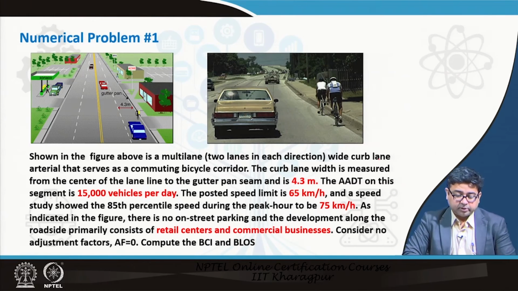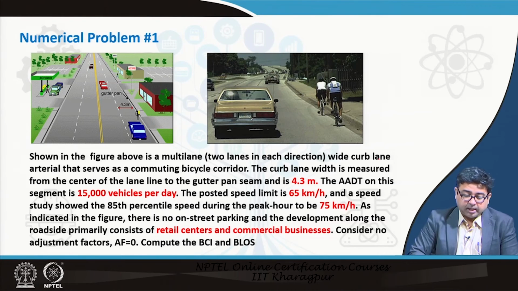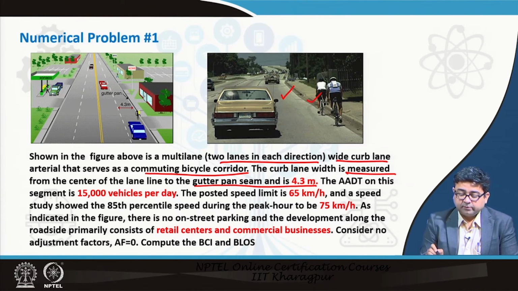Now, to solve a problem, shown in these 2 pictures is a multi-lane arterial, 2 lanes in each direction, with a wide curb lane, that serves as a commuting bicycle corridor. It serves both the commuters and the commuting bicycle corridor. The curb lane width is measured from the center of the lane line to the gutter pan seam and is 4.3 meters. The AADT is 15,000 vehicles. The speed limit is posted, and a study shows that the 85th percentile speed is, however, 75 kilometers per hour.